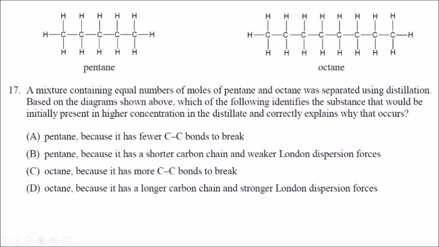In number 17, we are given 2 hydrocarbons, pentane and octane, and we're trying to figure out the substance that would be present in the higher concentration in the distillate. So for distillation, that has to do with a separation based on boiling point. So which of these compounds has a lower boiling point?